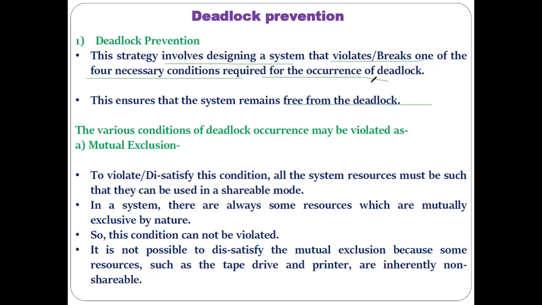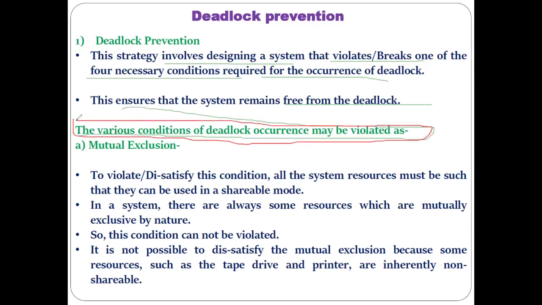So in order to avoid the deadlock, in order to prevent the deadlock, we have to concentrate on violating or breaking those four conditions. Means the operating system needs to concentrate on how these conditions should not occur. These conditions should not get satisfied. Understood? And if any of these conditions is not satisfied, then definitely the deadlock can be prevented in the system. So there are four conditions that I already told you. Now, is it possible to avoid or violate or dissatisfy these four conditions?